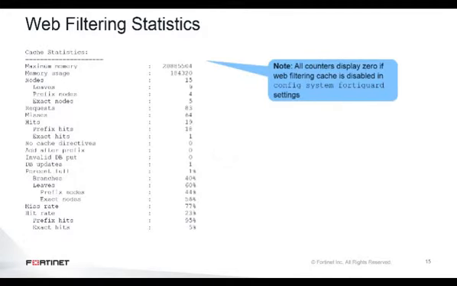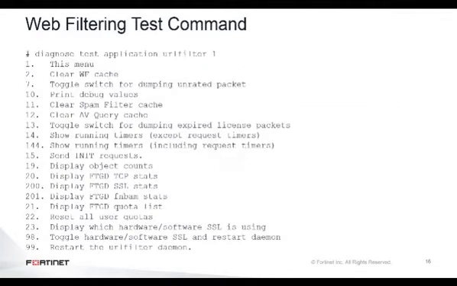Use the same command to display counters for the web filtering cache, including memory, requests, and hits and misses. Use the diagnose test application urlfilter 1 command to display all options available for the web filtering test command. You can use this command to troubleshoot issues related to web filtering.